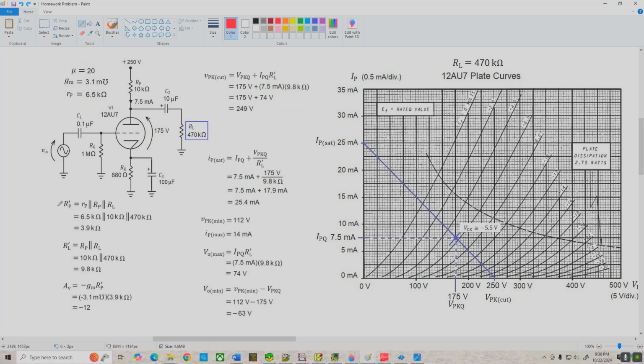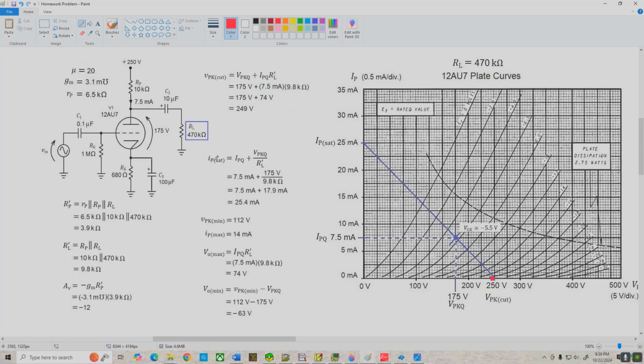And if we come over here, we see R prime P is 3.9 k ohms. R prime L is 9.8 k ohms, and our voltage gain now is -12, so we've got a bit more gain than we did in the previous example. Now, VPK cutoff for the AC load line works out to be 249 volts, and that's almost identical to VPK cutoff for the DC load line. And that makes sense because RL is so large compared to RP that we're going to have very little difference. And actually, the DC and AC load lines are so similar that I really probably wouldn't do a separate AC load line, except that we're doing it here for the exercise, so we're going to continue. But anyway, we've got a VPK cutoff of 249, so I'm going to mark that over here.